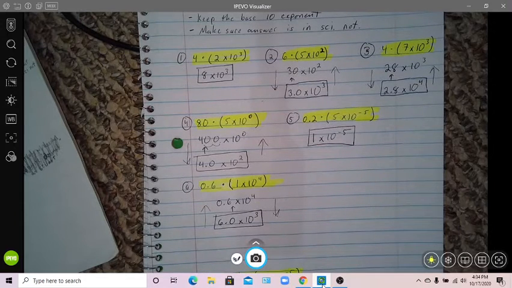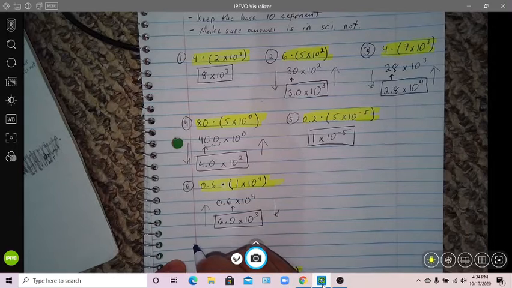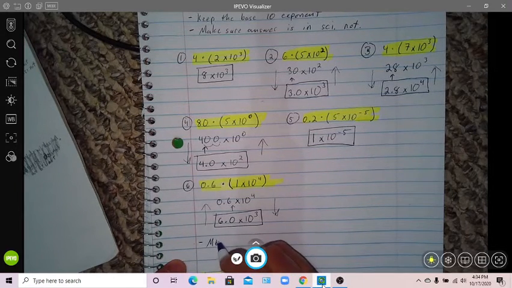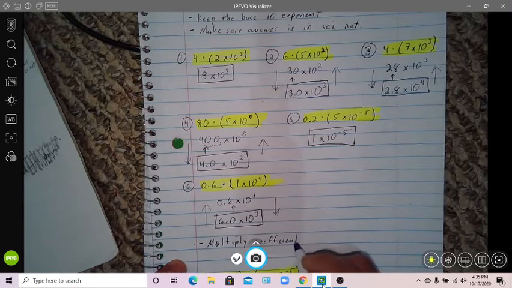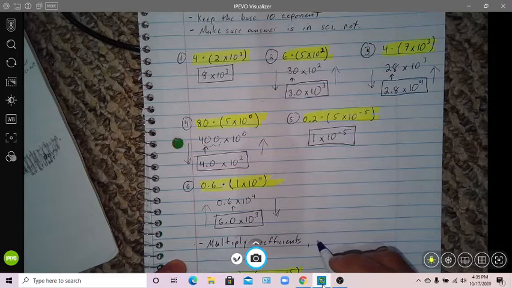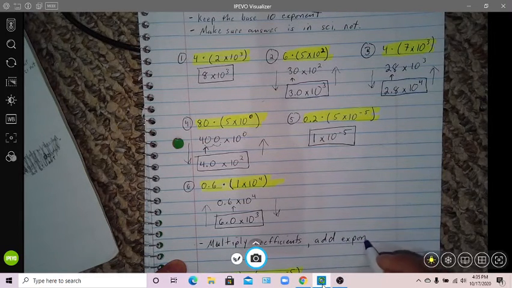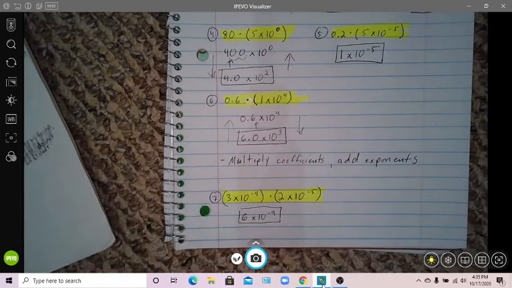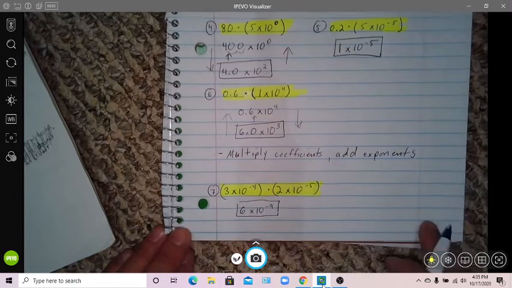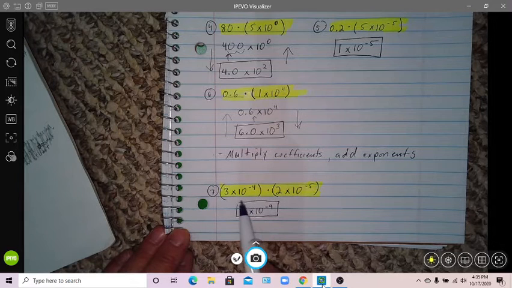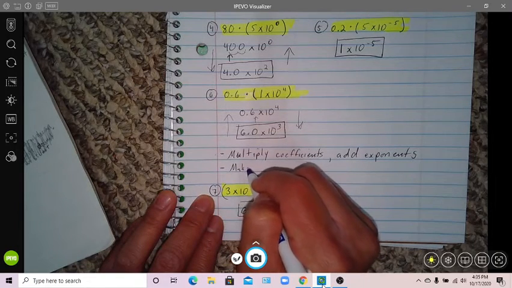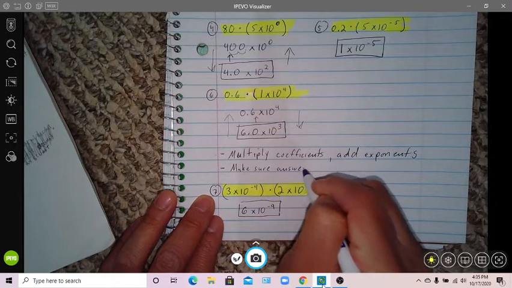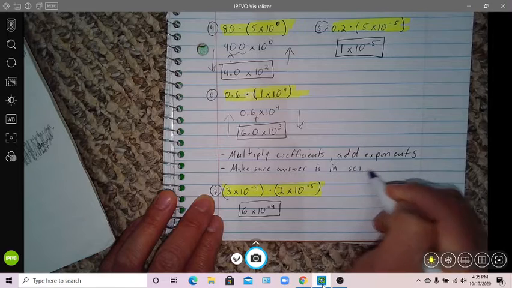So for ones like these, you're multiplying the coefficients and adding the exponents. I wasn't sure if you were able to see all that, but 3 times 2 was 6, and then I added the exponents: negative 4 plus negative 5 is negative 9. The last thing you need to do is make sure your answer is in scientific notation.